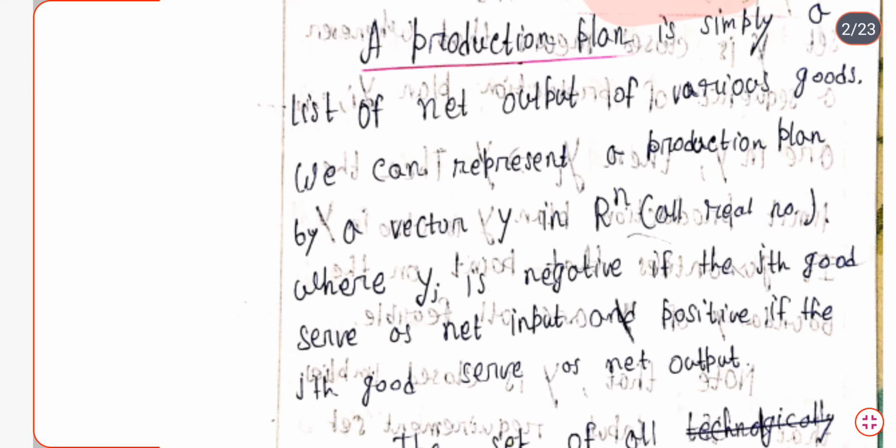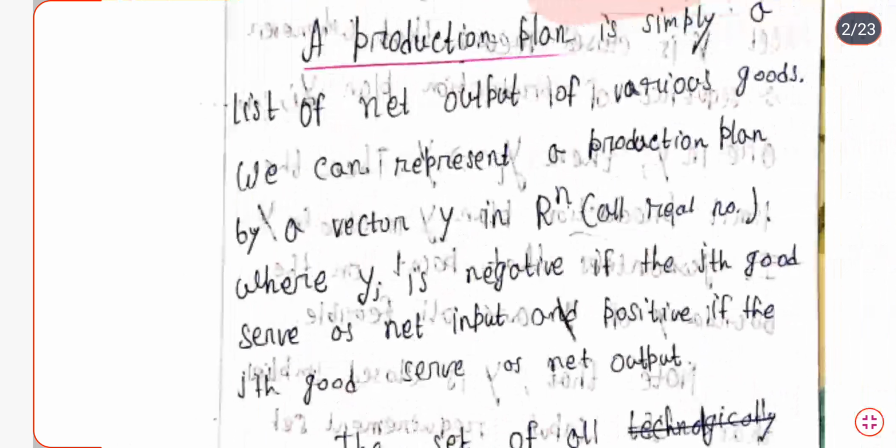So we can represent a production plan by a vector y, and y is in R^n, R to the power n, that is, real numbers. That means y is supposed to be any real number. So what is yj? Yj is the jth good, and whether the jth good will serve as input or output depends on the value of the jth good.